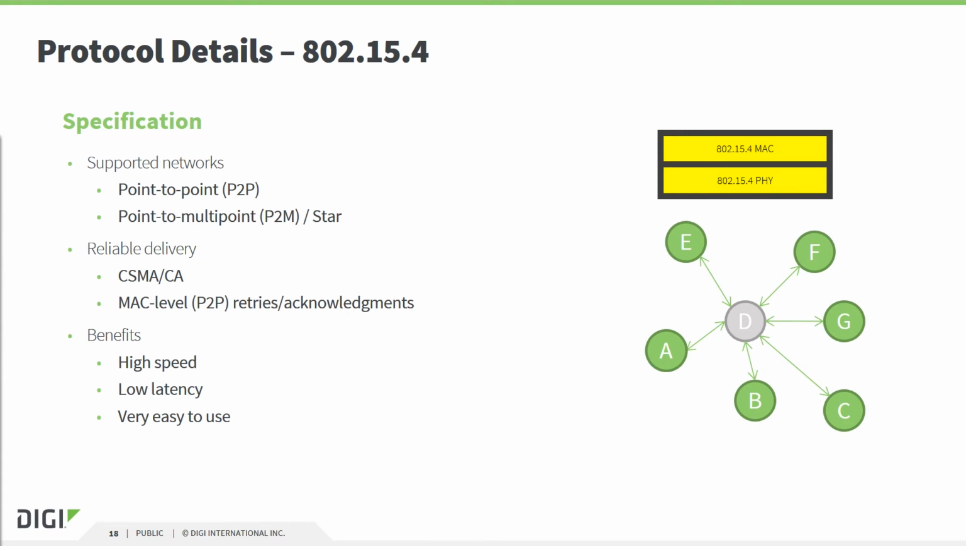To summarize, 802.15.4 can support point-to-point and point-to-multipoint, so you can implement a star topology. It relies on the carrier sense multiple access with collision avoidance protocol, and it also implements some mechanisms to retransmit the packets if errors occur. Again, the benefits: high speed, low latency, and very easy to use.